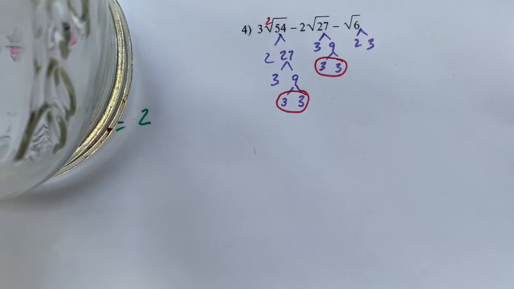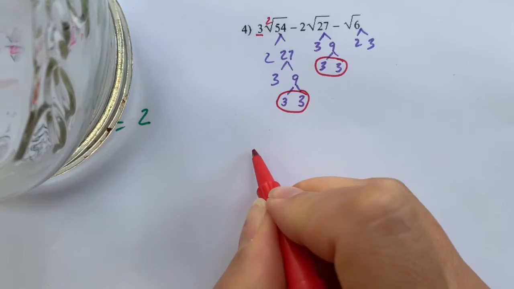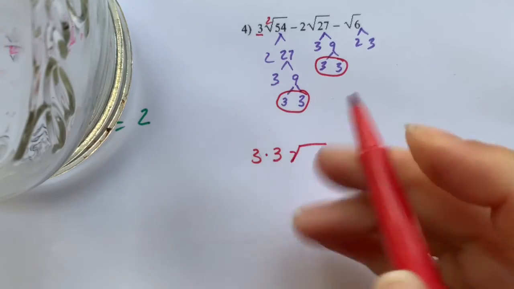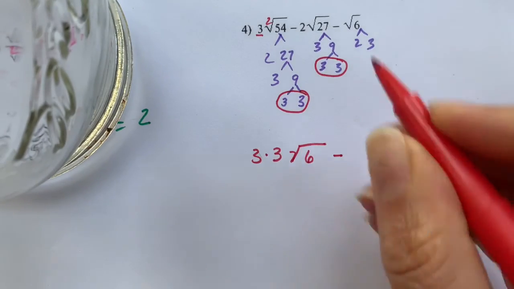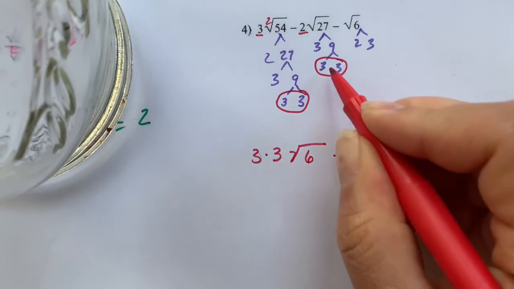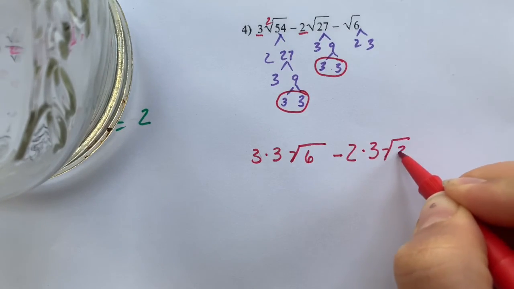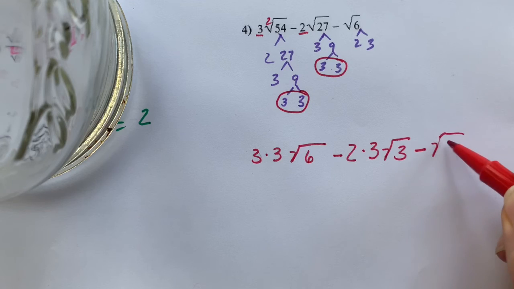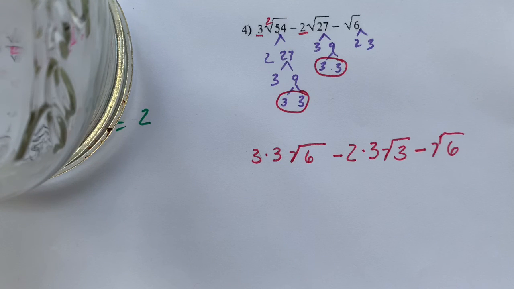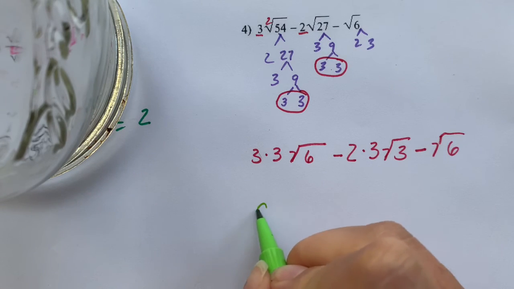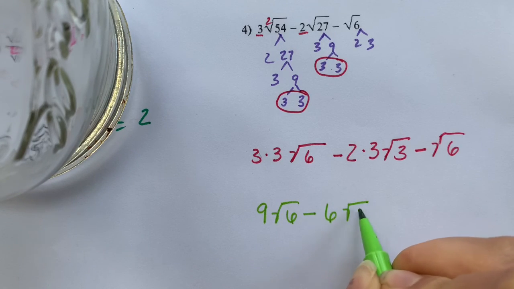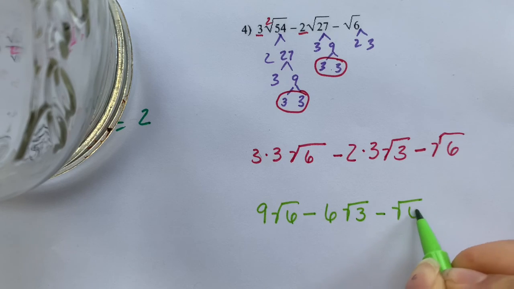So now let's rewrite this. I have this 3, and it's going to be multiplied by this group of 3. And then I will have the square root of 2 times 3 is 6, minus this 2 times this 3, and it will be the square root of 3, what I have left, minus, there's nothing to pull out of the square root of 6. Now let's rewrite this because I have a couple things that I need to multiply. So 3 times 3 is 9, square root of 6, minus 2 times 3 is 6, square root of 3, minus the square root of 6.